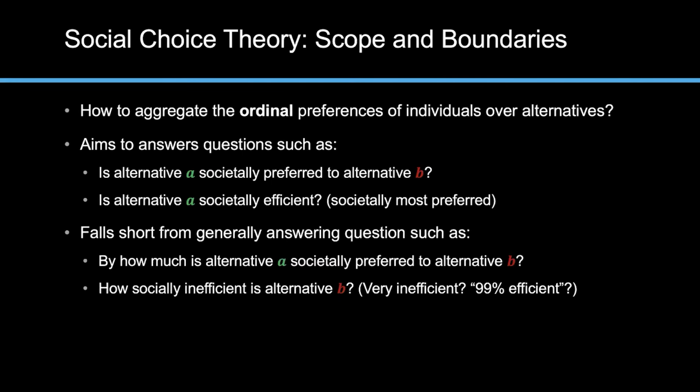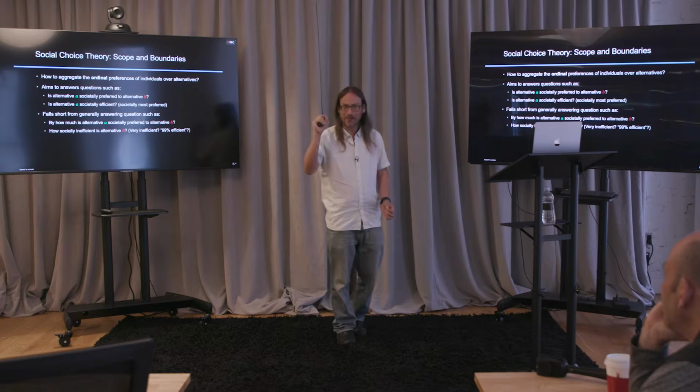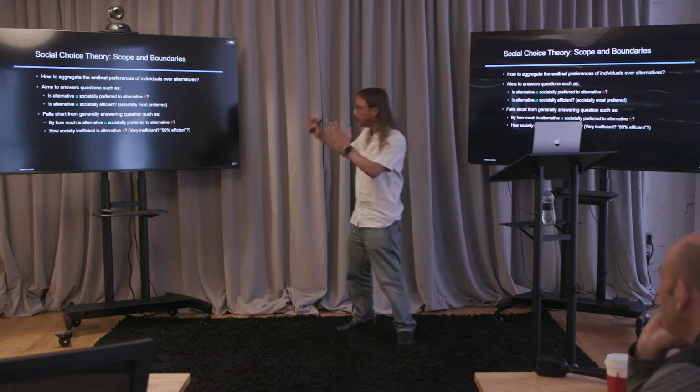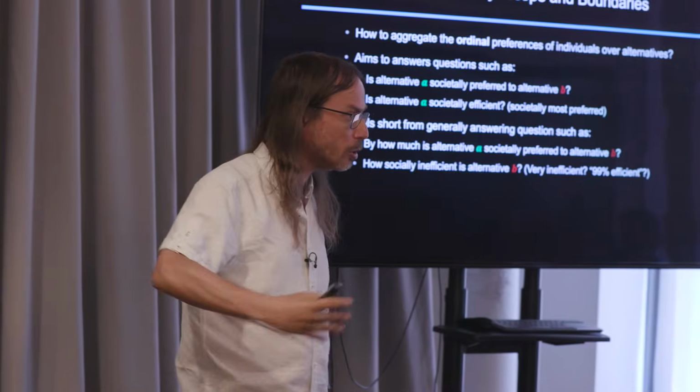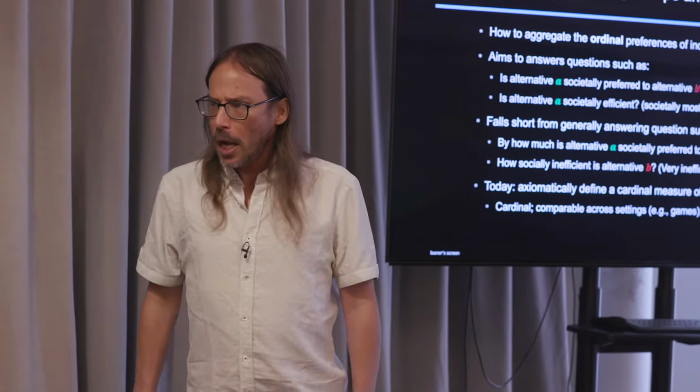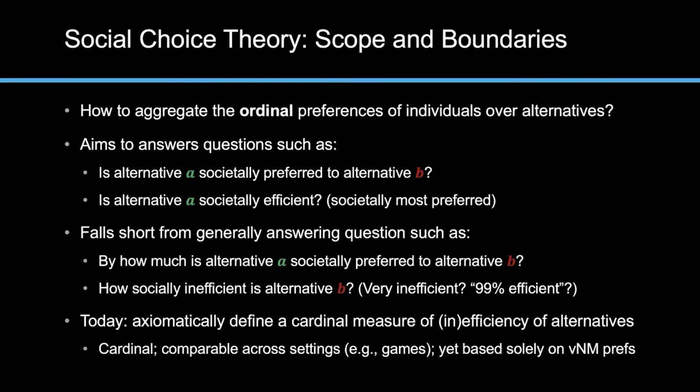Or how societally inefficient is alternative B? Is it very inefficient? Is it 99% efficient? Is it just a little bit off, but really very good? These questions are neither attempted to be answered nor answered. And what I'm going to do today is axiomatically define a cardinal measure of inefficiency of alternatives that's going to allow us to ask these questions.